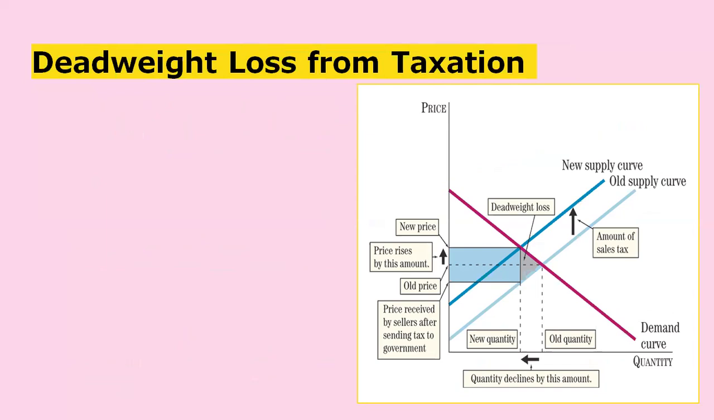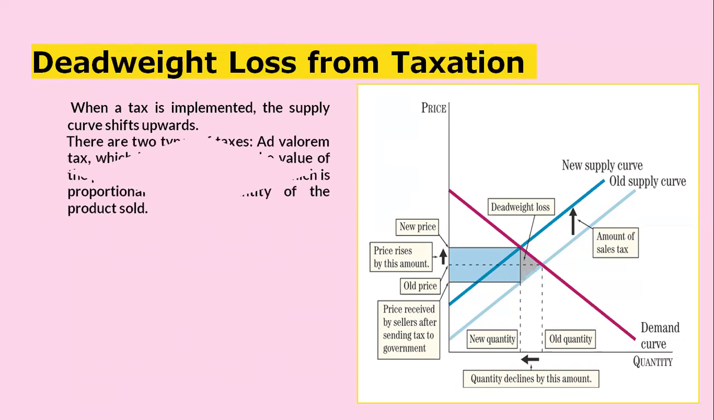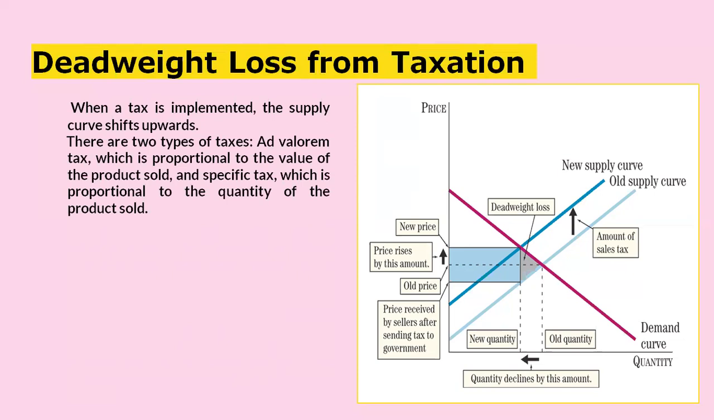Deadweight loss from taxation. When a tax is implemented, the supply curve shifts upwards. There are two types of tax: ad valorem tax, which is proportional to the value of the product sold, and specific tax, which is proportional to the quantity of the product sold.